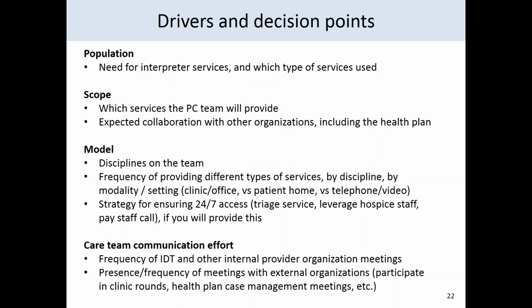Which services the palliative care team will provide will be dictated by any expected collaboration with other organizations, including the health plan. Is your palliative care organization going to function as a team along with a behavioral health organization, or a population health management organization, or a local health system, or even resources available from the health plan, where you're pooling together effort to meet all of the needs of the patient population and to comply with the scope of services that are outlined in SB 1004?